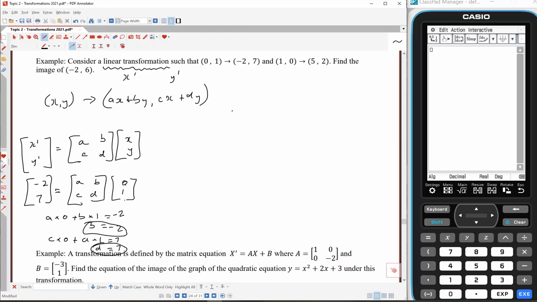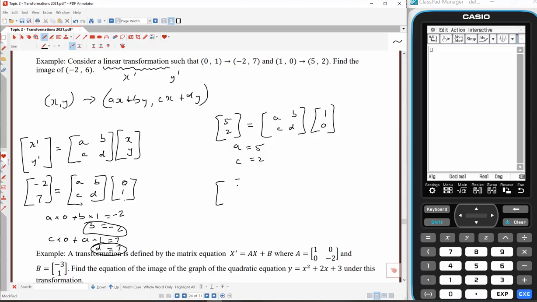Let's do this other point here. So I'll set that up. I've got (5, 2) coming out as the image when I dilate with A, B, C, D and reflect, and that is (1, 0). Okay, so let's run it. I get a times 1 plus b times 0 equals 5, so a equals 5. c times 1 plus d times 0 equals 2, so c is equal to 2.